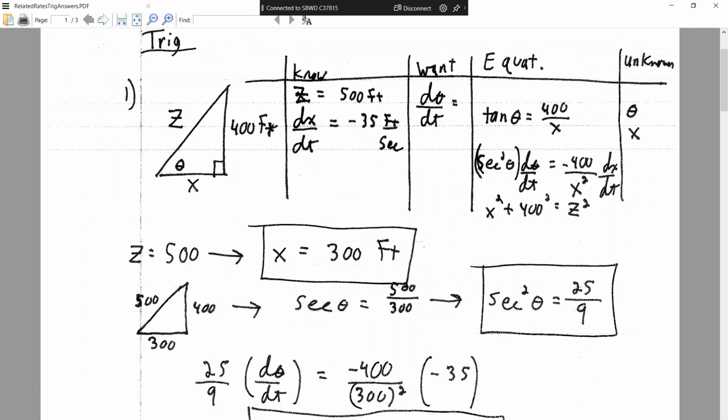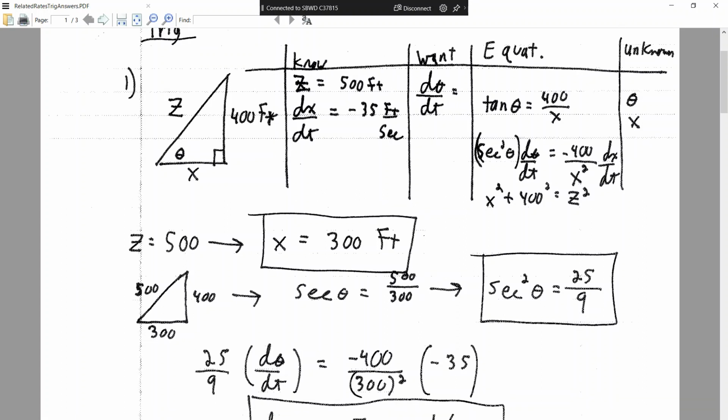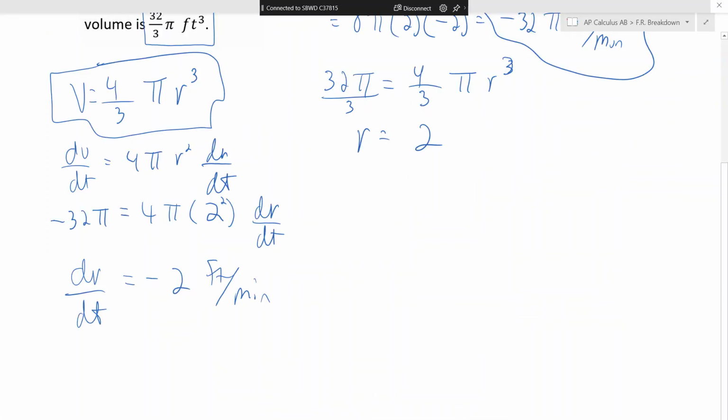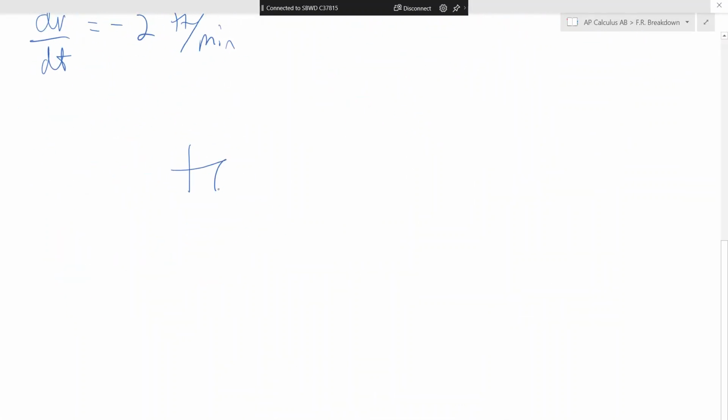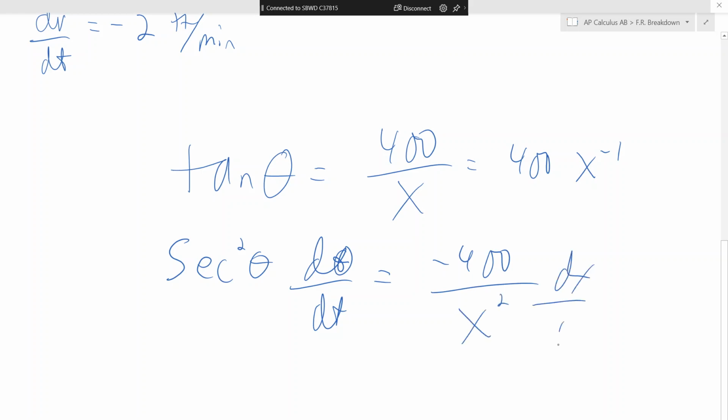We get this triangle going on. This is all written out right here, okay? But I use tangent theta right here, and I derived it. So keep in mind, if you derive tan theta equals 400 over x, the derivative of tangent is secant squared, and the derivative of 400/x, which is the same thing as 400 x to the negative 1, is negative 400 over x squared, times dx/dt.